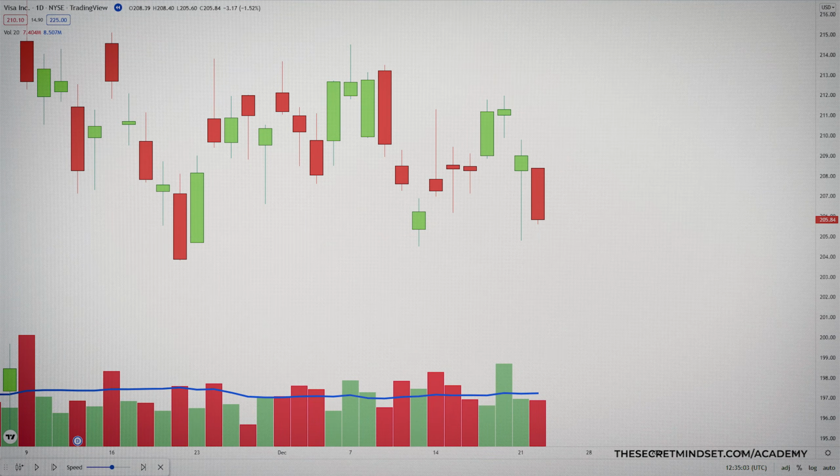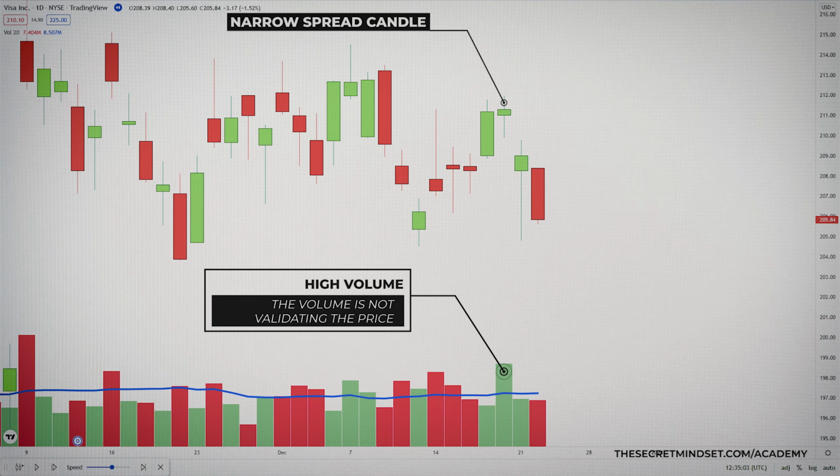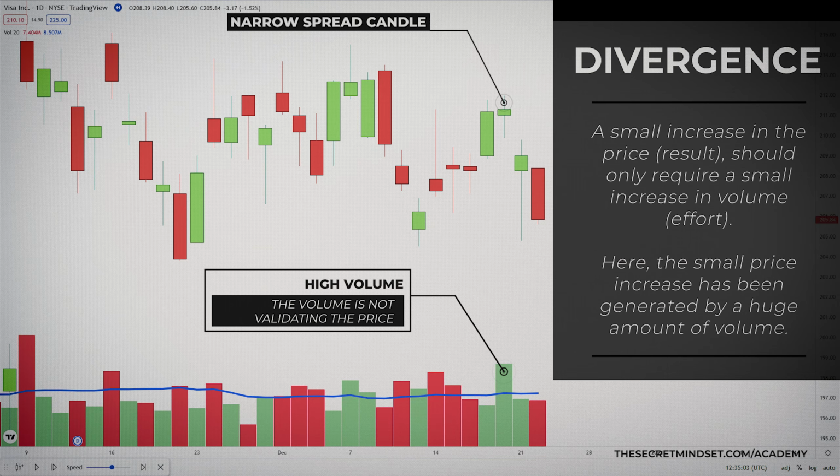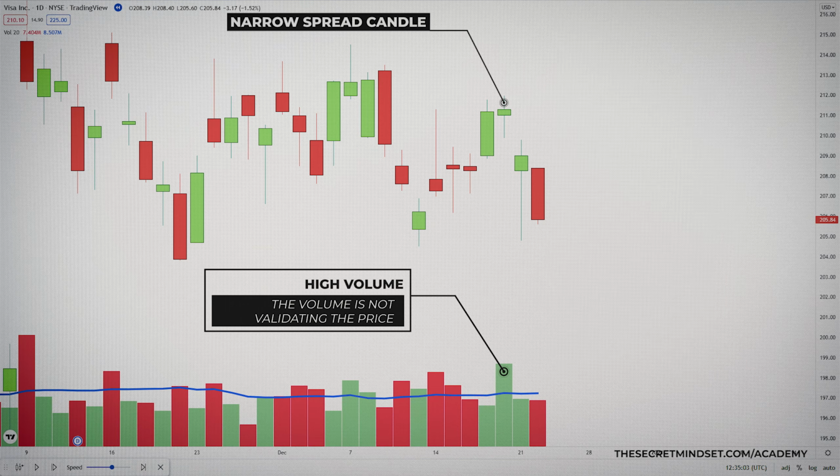In this example, we see a narrow spread candle with high volume, which once again is another divergence. As we saw earlier, a small increase in the price, the result, should only require a small increase in volume, the effort. But this is not the case here. The small price increase has been generated by a huge amount of volume, so clearly something is wrong here.